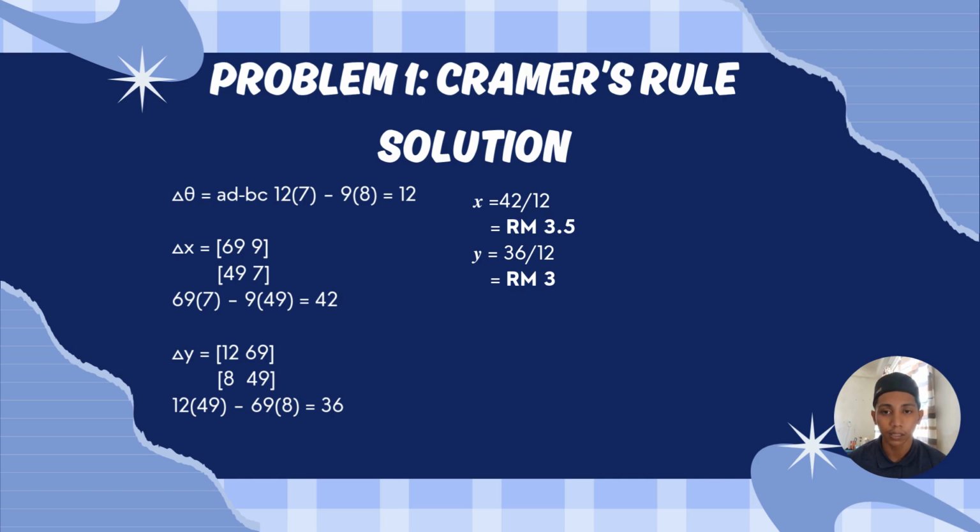Next, how to find the price of each noodle. I use the formula delta x divided by delta. So x is 42 divided by 12, and the answer is 3 ringgit 50 cent, and y is 36 divided by 12, and the answer is 3 ringgit. Here we have already found the answer. The price of one curry noodle is 3 ringgit 50 cent, and one bowl of asam noodle is 3 ringgit. So I think that's all for me, and I'm going to pass to my genius friend to explain the next question. So thank you and assalamualaikum.